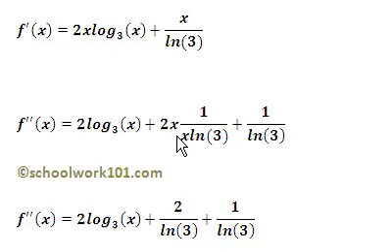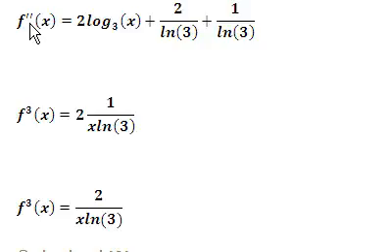And it looks like I just cleaned it up a little bit. We have an x down here and x up here, so they cancel out, so we have 2 over the natural log of 3 plus 1 over the natural log of 3. Okay, now we want to take the third derivative.